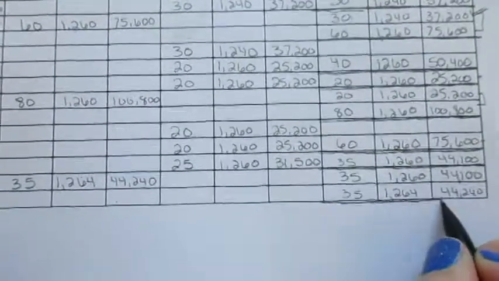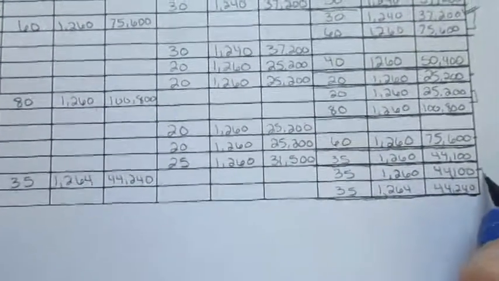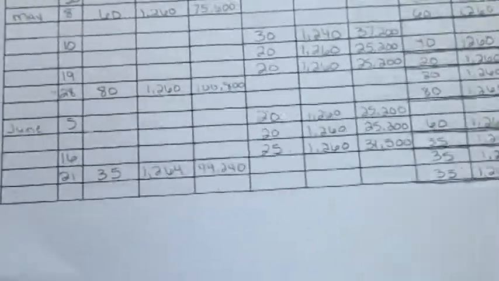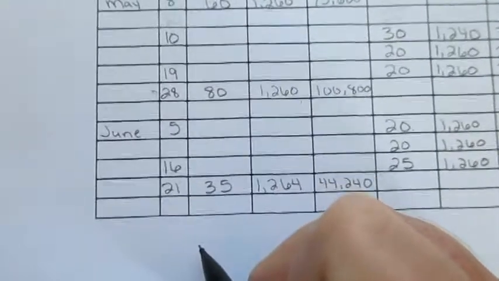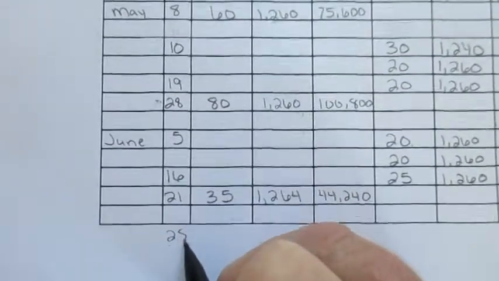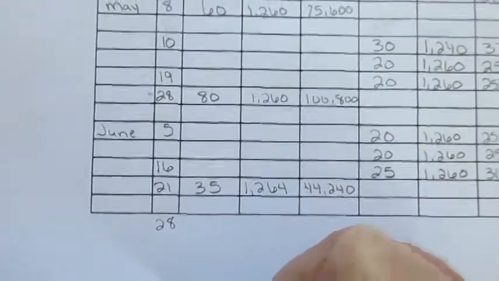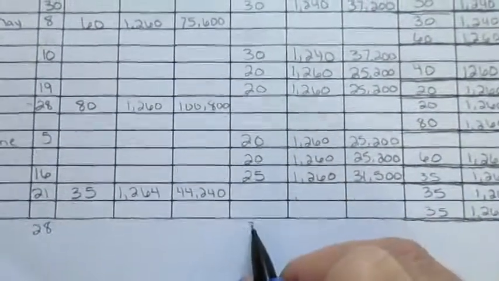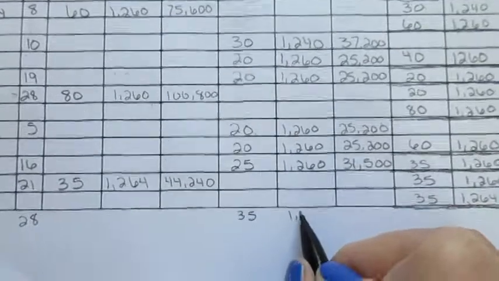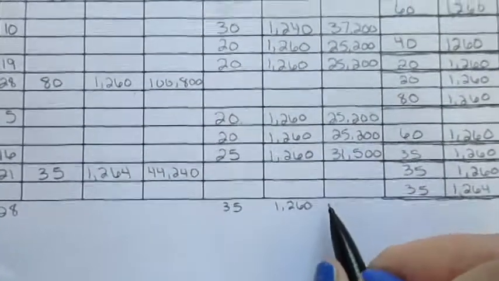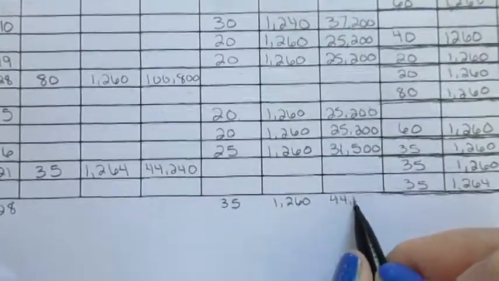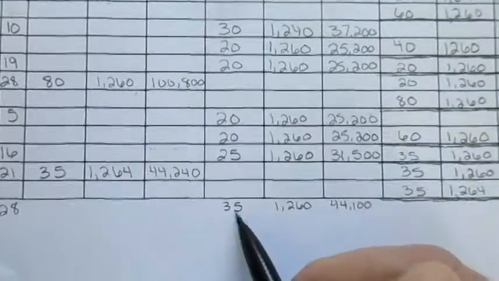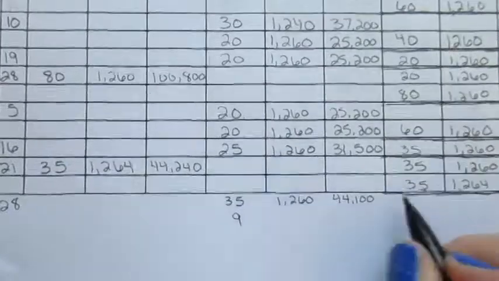And then this becomes our new inventory. I'll make sure I give you guys more lines when I upload this document. The last one is the 28th. We had a sale of 44 units. So I'm going to pull 35 from here. And then I had a total of 44. So 44 minus 35 leaves me with 9 from here.